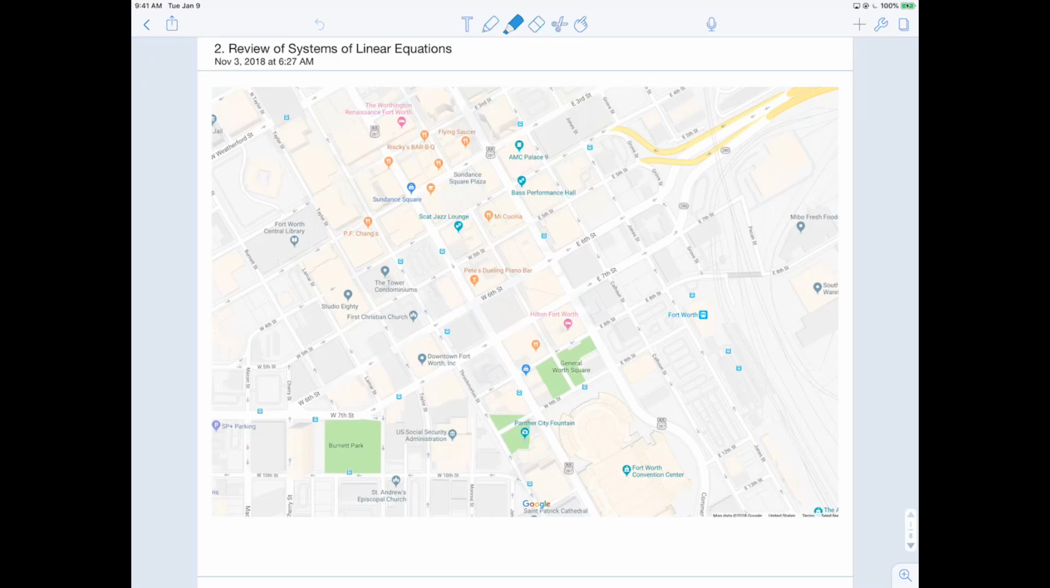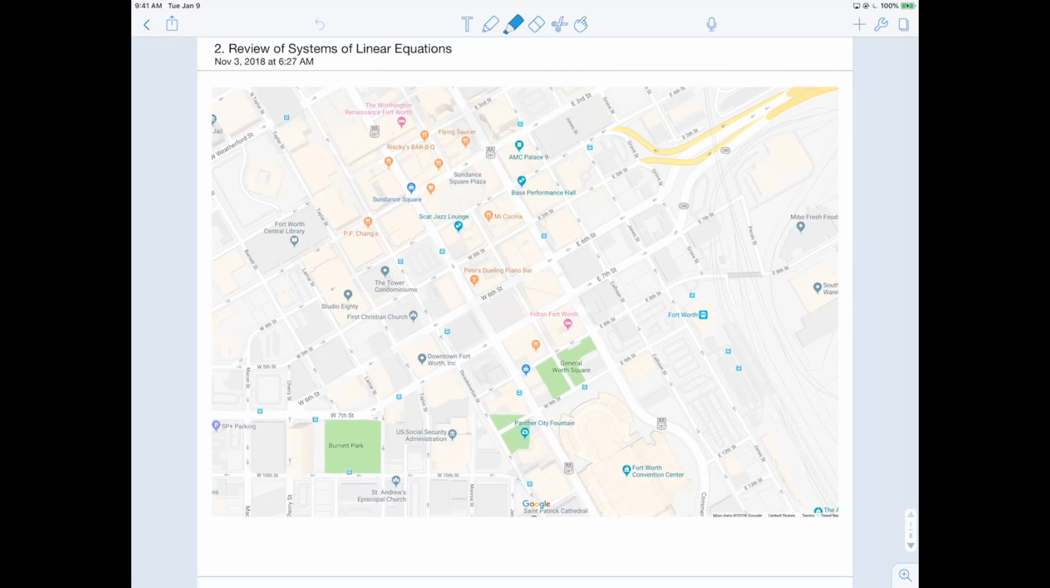This is a map of part of our city. Pause the video and discuss with your partner for 30 seconds and try to decide what part of our city we're looking at. If you didn't figure it out and you've unpaused the video at this point, this is downtown Fort Worth, and we are going to review systems of linear equations.